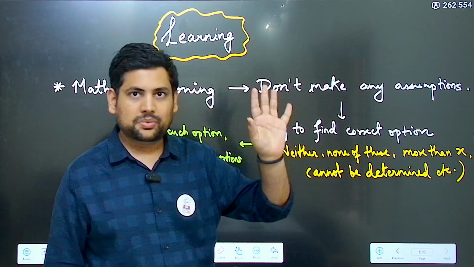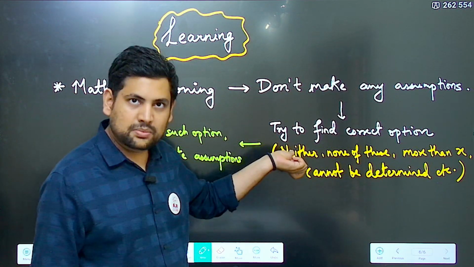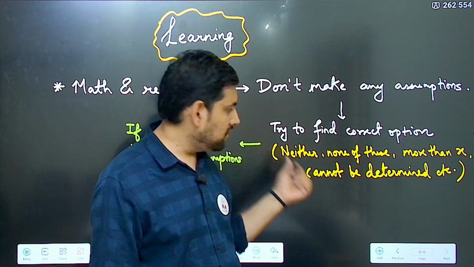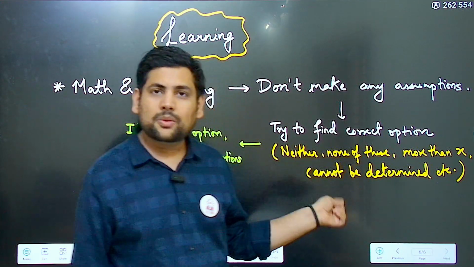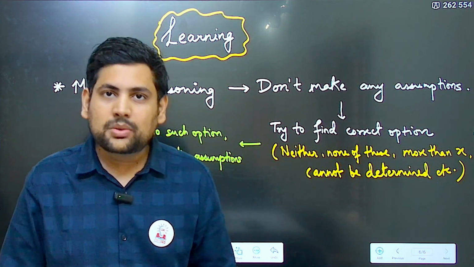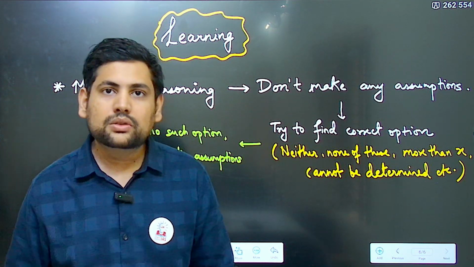Try to find the correct option based on it. Now, if neither is present, or none of the above is present, then an option like cannot be determined, as in that question, is the one. If all these options are available, mark them. We will fight for it. It is possible to fight if you are mathematically absolutely correct.